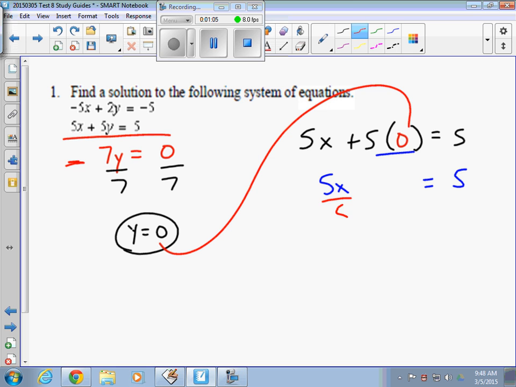Divide by 5 on both sides. x is 1. So you have x and you have y. x comma y, (1, 0) is your solution.